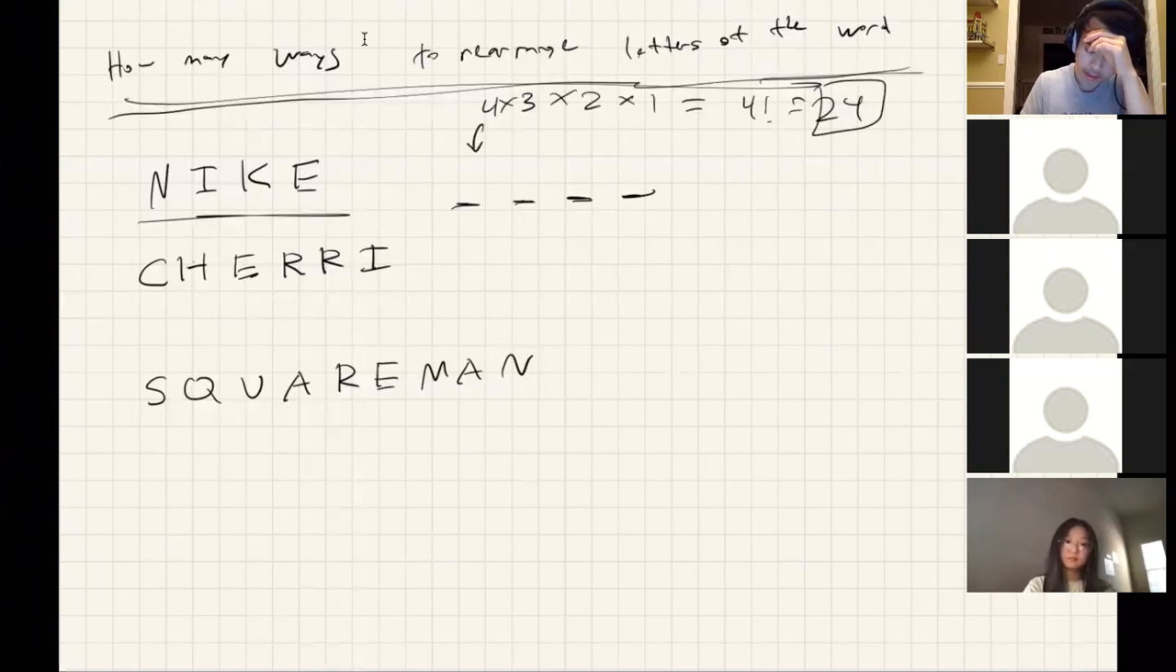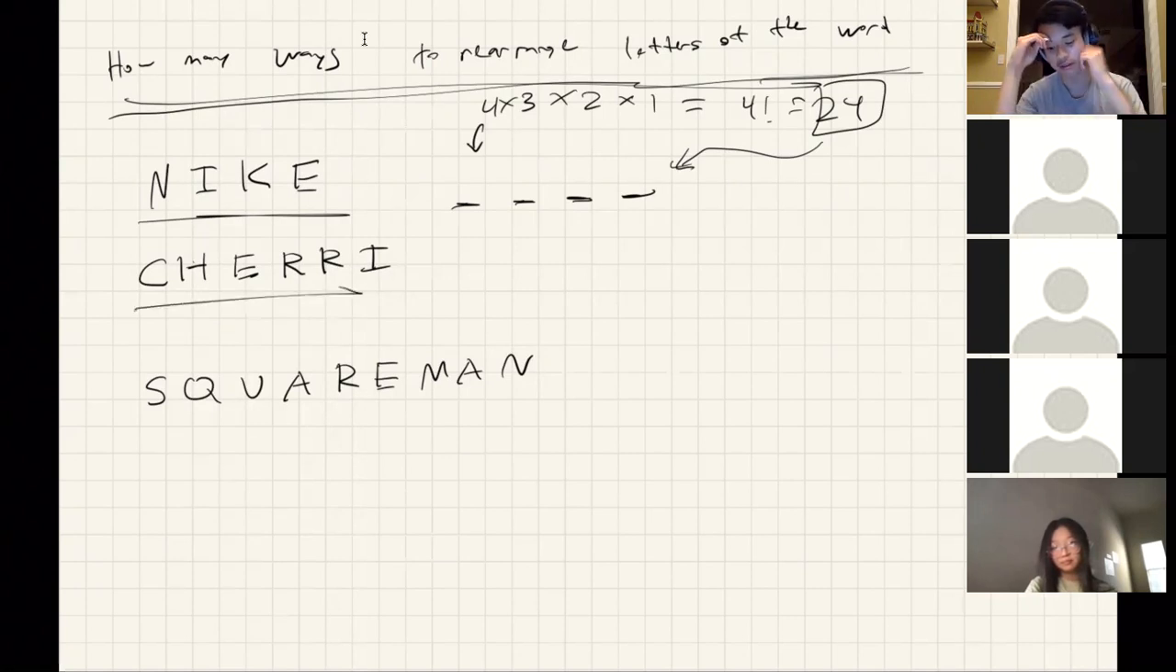So this covers all the different permutations of the letters of the word Nike. We're essentially assigning a ranking to the letters, so this is where the factorial comes in again. Now onto the second one, where you're rearranging the letters of the word cherry.